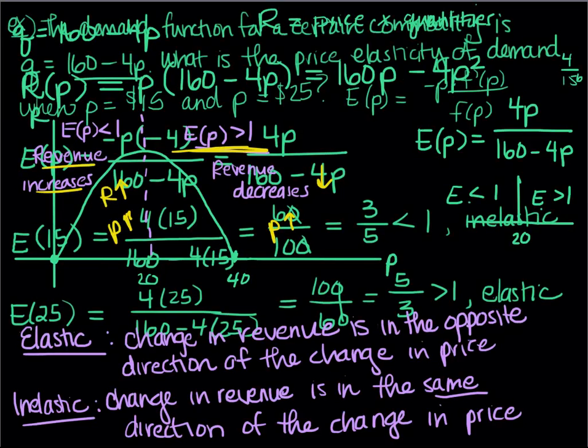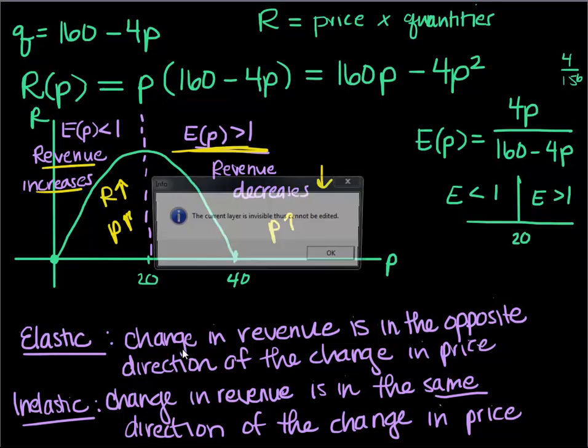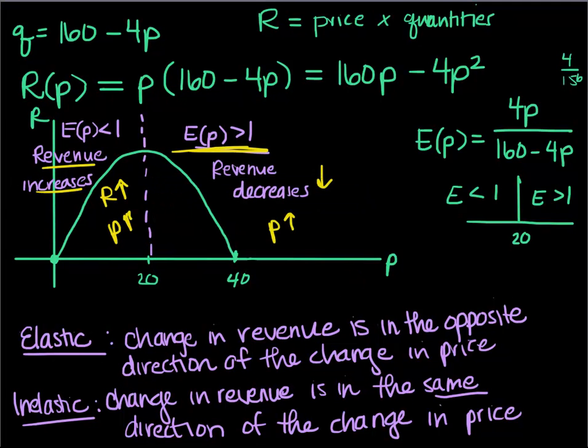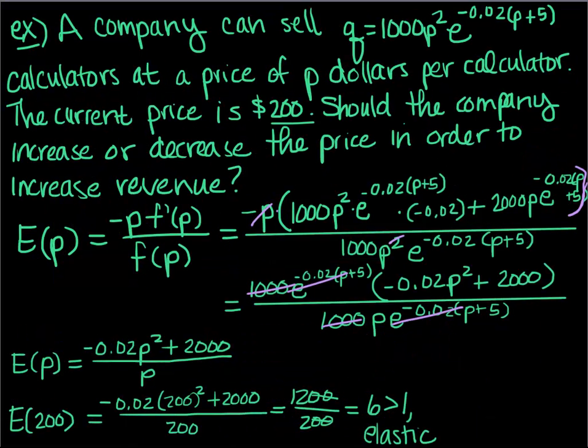So what do I know about a system that is elastic? What do I know about a system that is elastic, right? I know that the change in revenue is in the opposite direction of the change in price. So what do I want to happen, people? I want an increase in revenue.